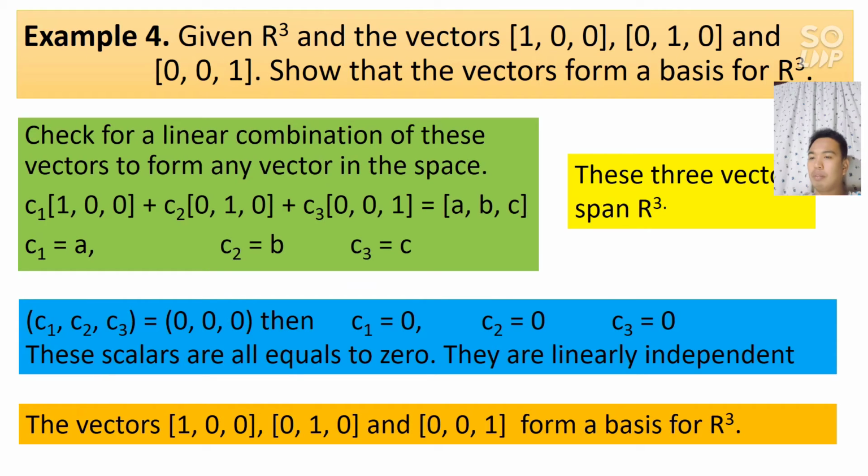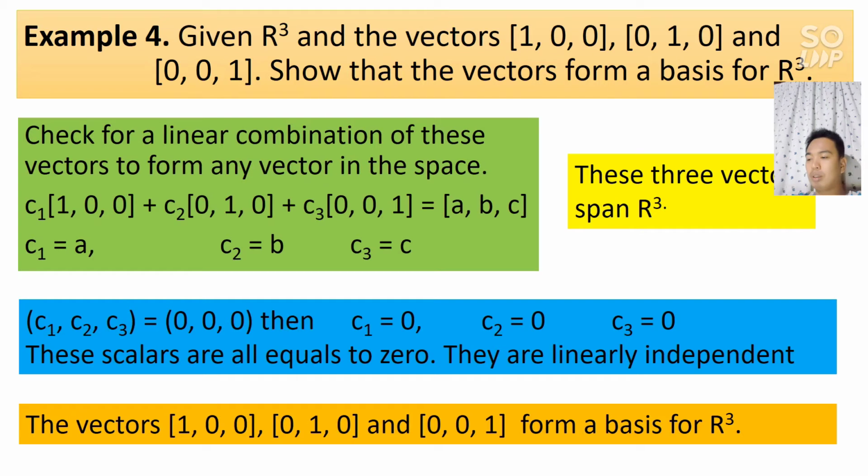Given R3 and the vectors (1, 0, 0), (0, 1, 0), and (0, 0, 1), show that the vectors form a basis for R3. So let's check for the linear combination of these vectors to form any vector in the space. We have c sub 1 v1 plus c sub 2 v2 plus c sub 3 v3 equal to any (a, b, c). So we can have c sub 1 equal to a, c sub 2 equal to b, c sub 3 equal to c. So these three vectors span R3.